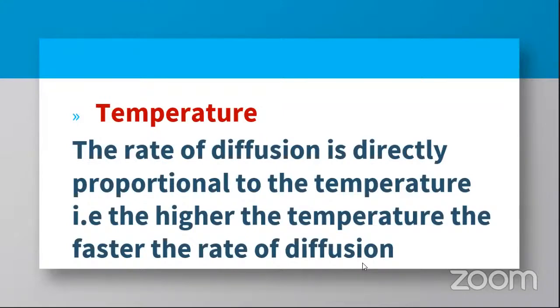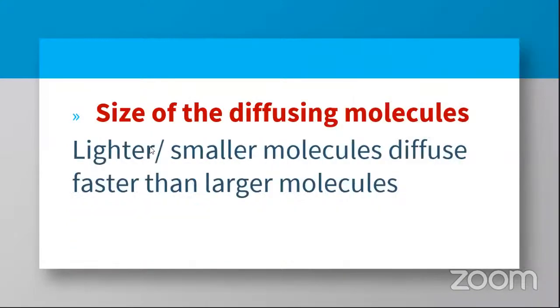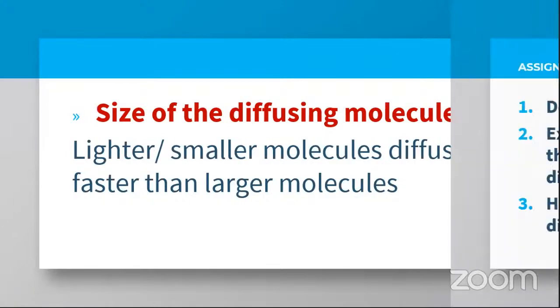Warm water. Very good. So when you put tea leaves in cold water and in warm water, it is spread faster in warm water than in cold water. In warm water, the temperature is high, and the higher the temperature, the faster the rate of diffusion. Is that clear, members? Okay, good. Then the next is the size of the diffusing molecules. Lighter molecules tend to diffuse faster than larger molecules.